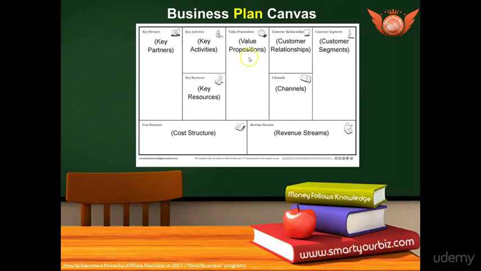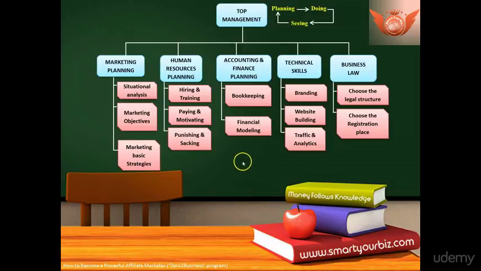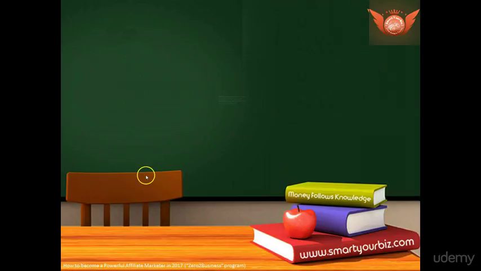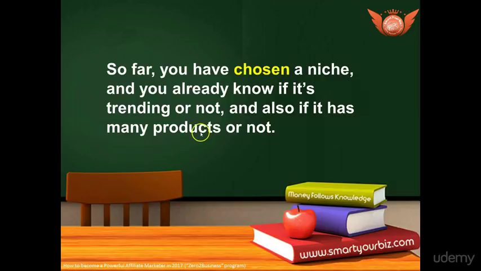But don't worry, okay? Forget it for now. We're gonna answer all these questions together, okay? We're gonna complete this table together later on. But first, let's talk about your marketing planning. And if you remember, I'm talking about this part of your business where you have to study your situation in the market, your marketing objectives, and how to implement your marketing strategies, okay? So at this level, I assume that you have a niche and you already know if it's trending or not.